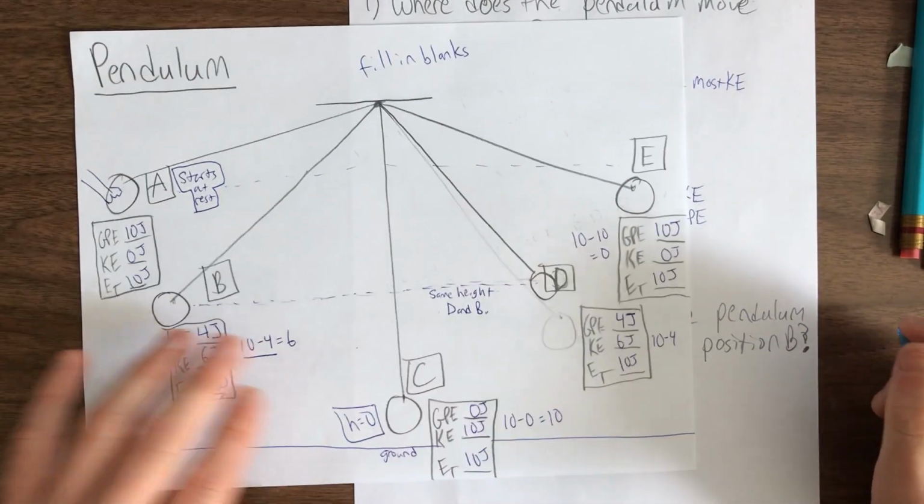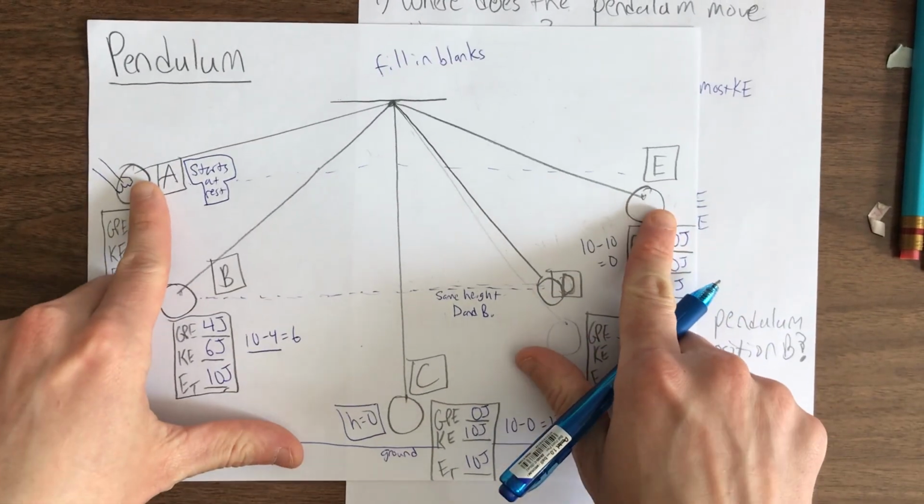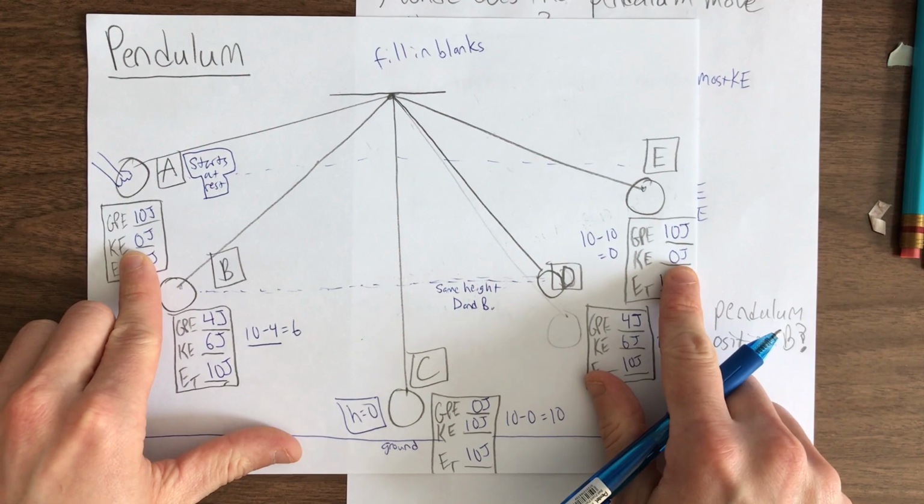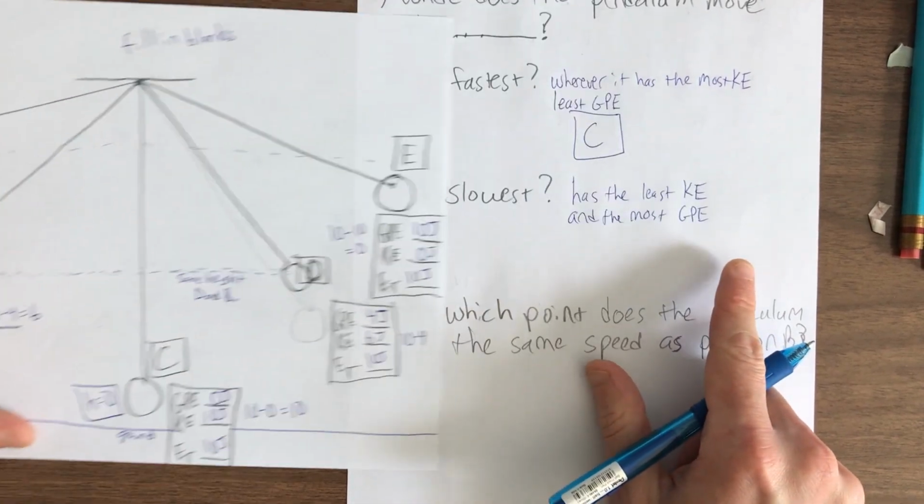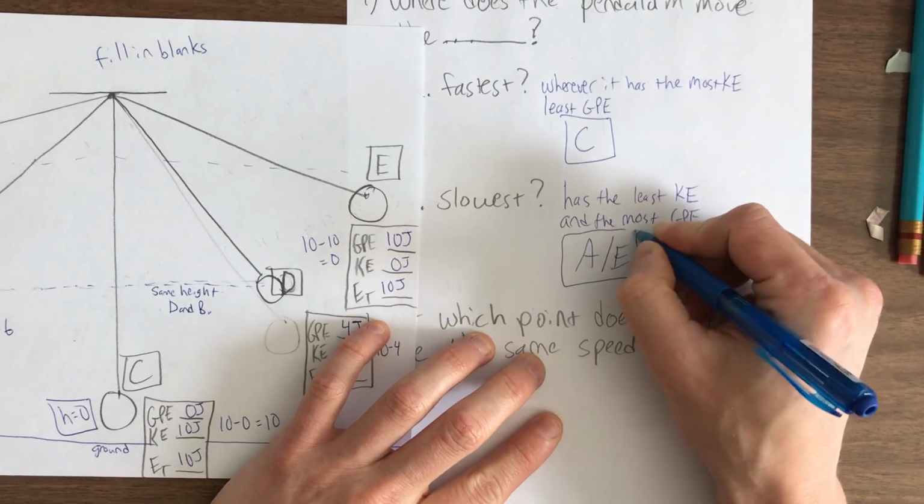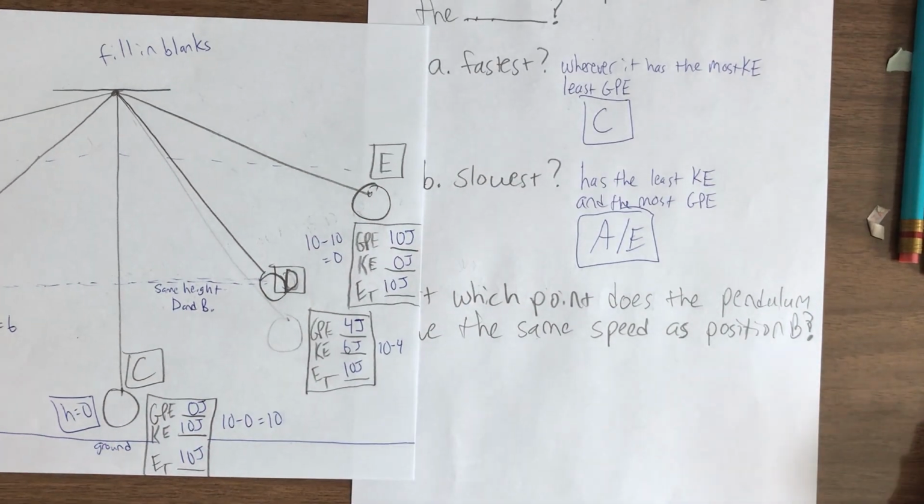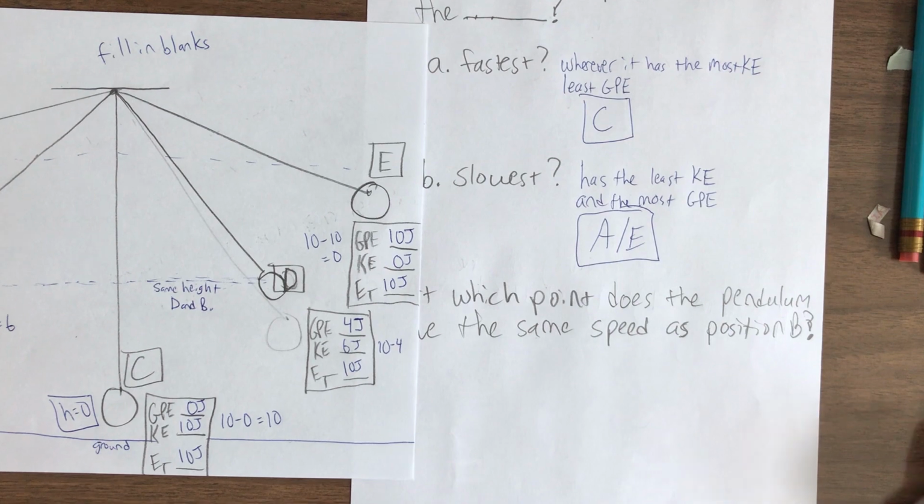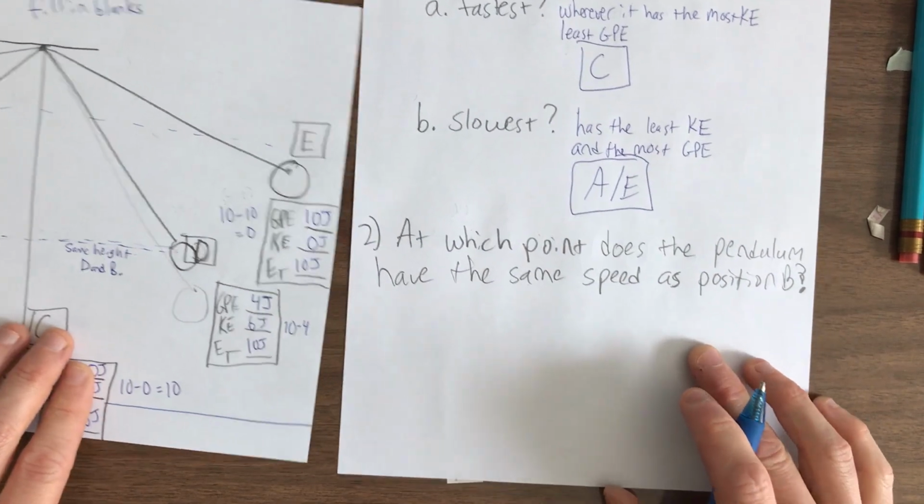So for the slowest, we could look at the tallest positions because they both have 0 kinetic energy. So we could say A or E is where the pendulum is moving the slowest because they both have 0 speed. You have to say both of them.